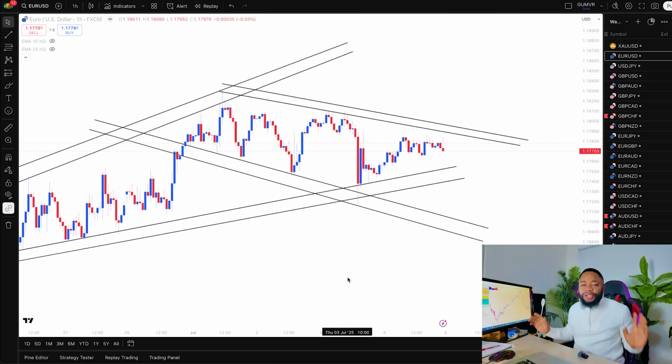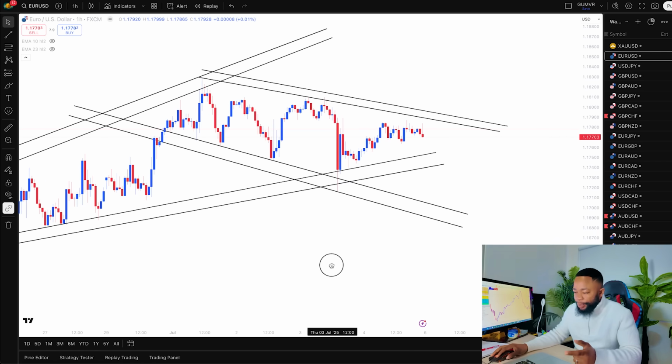That's everything I've been using to trade, and I can already see what I'm going to be trading at the end, at the open of the market, without even using any indicator. So what I did was simple.